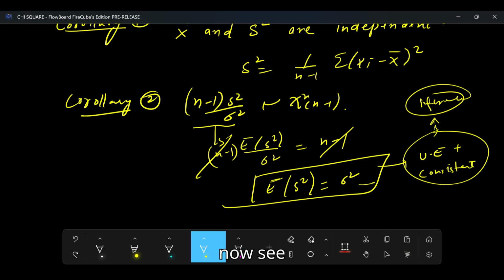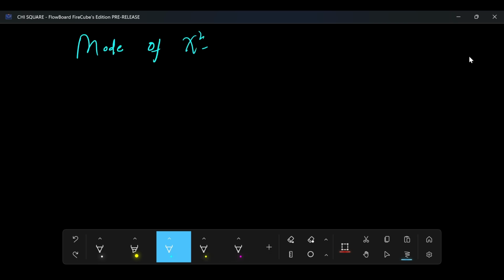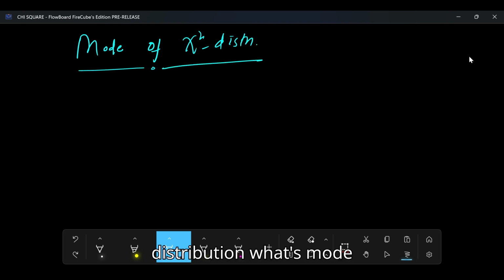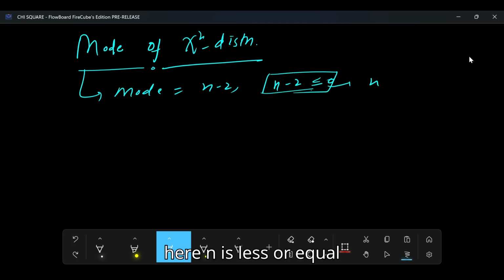Now, see. Mode of chi-square distribution. So what's the mode of chi-square distribution? That's simply n minus 2, where n minus 2 is greater than or equal to 0. Here n is greater than or equal to 2.